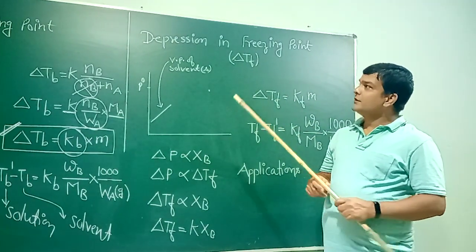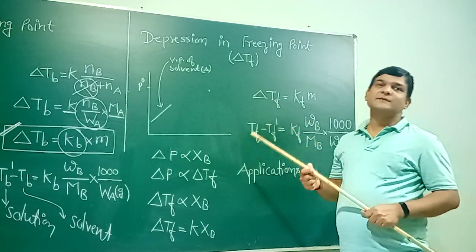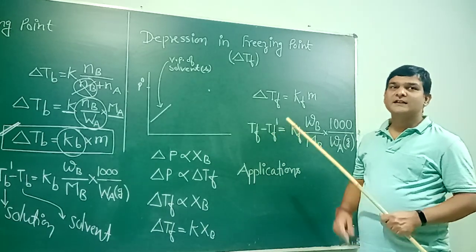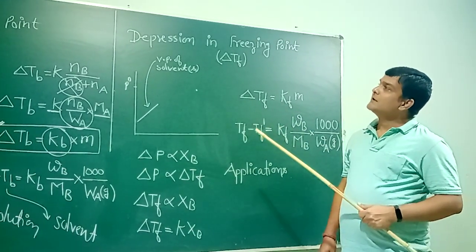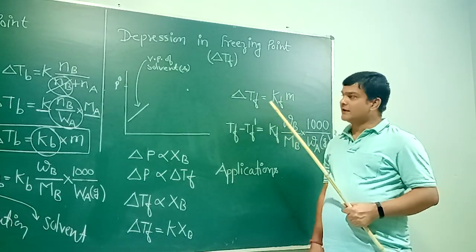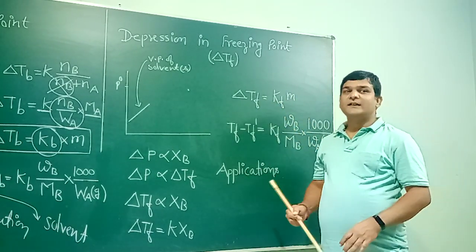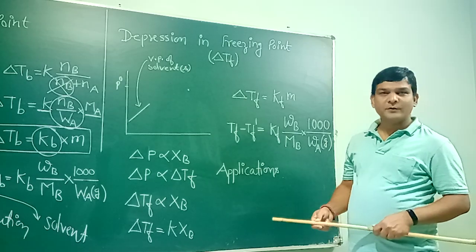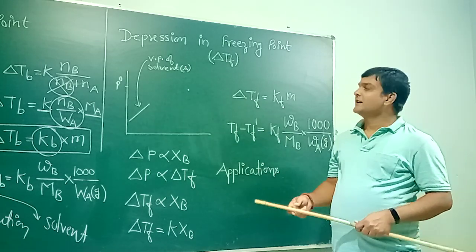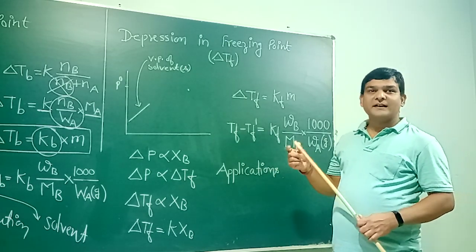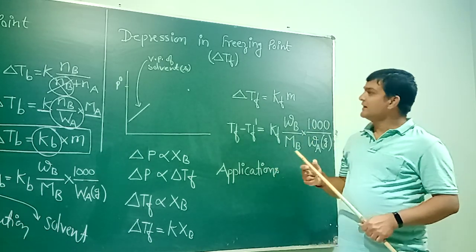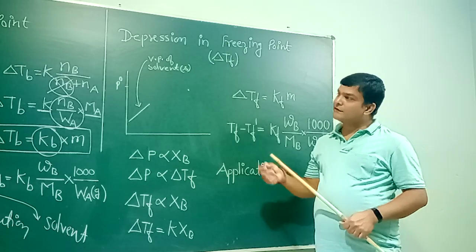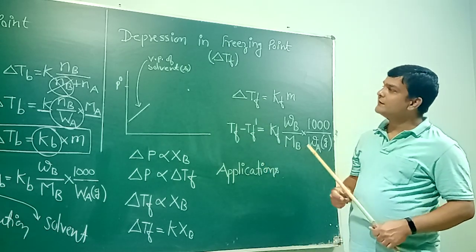Once again, freezing point. If I ask you what is the freezing point of water, then the answer is 0 degrees Celsius. It is the freezing point of water. But how can we define freezing point? There are two possible ways to define the freezing point. The first is, it is a temperature at which both solid and liquid states coexist. Another way, which is more important for us here, how can we define freezing point?